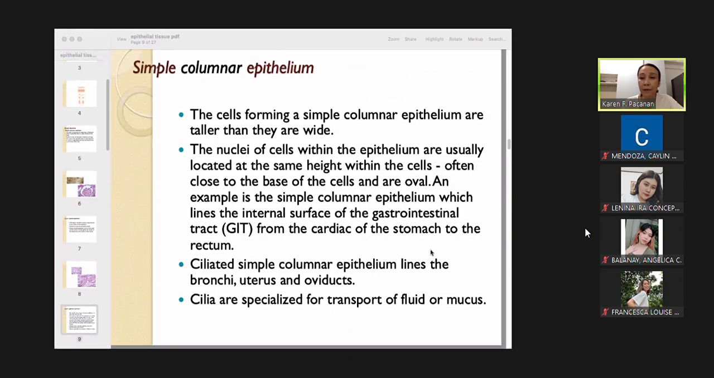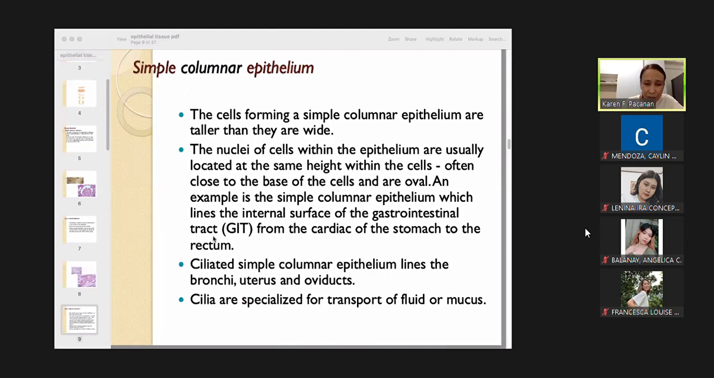The third type of simple epithelia is simple columnar, made up of a single layer of cells that are taller than wide. Kaya columnar cells. When we look at the position and again the shape of the nuclei, they are ovoidal in shape and are located near the base. Another thing, when you look at the nuclei, they are arranged in a single row. Same height, diba? Same level of nuclei. So that's how to identify simple columnar.